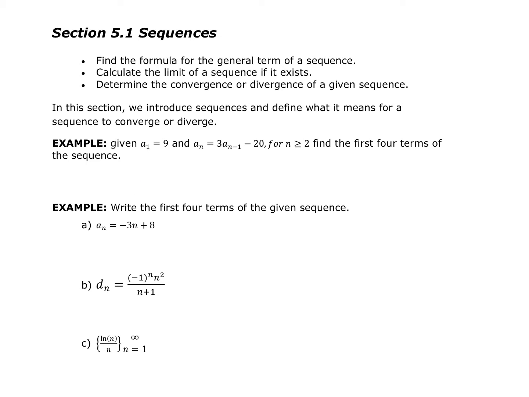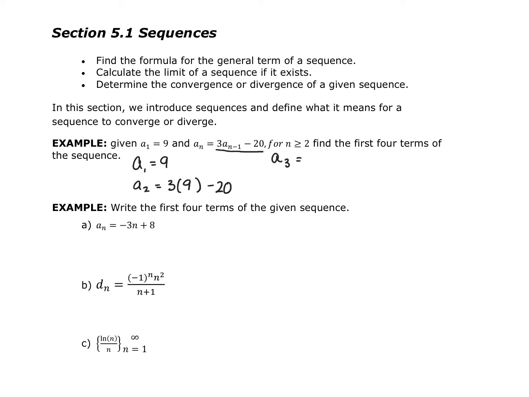We're going to take a look at our first example. This is a recursive sequence. The reason I know it's recursive is because of this a sub n minus 1; it tells me that I need to know the previous term to find this term. They're asking me to find the first four terms. My first term, a sub 1, is given to me, that's 9. A sub 2, based on this formula, is going to be 3 multiplied by my previous term, which is 9, minus 20.